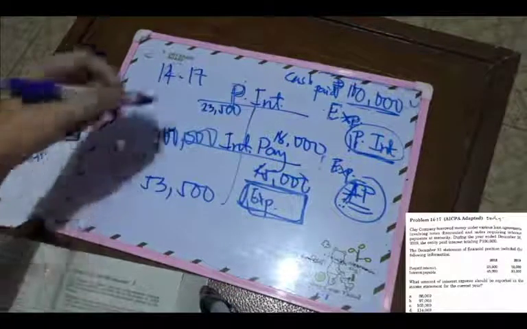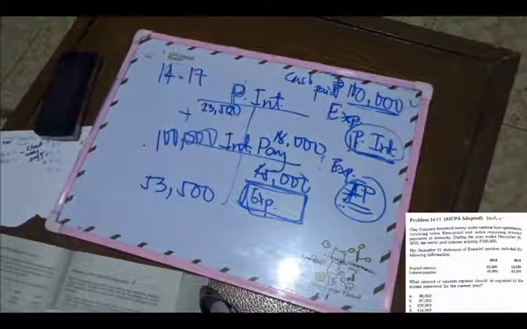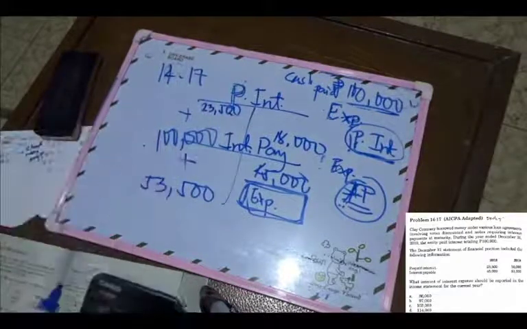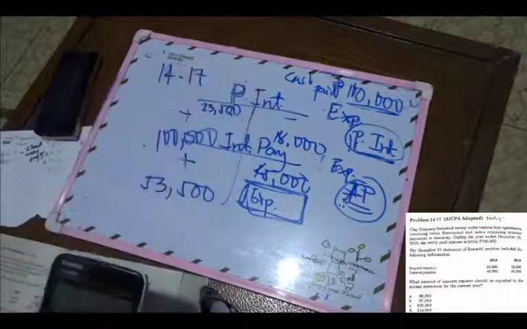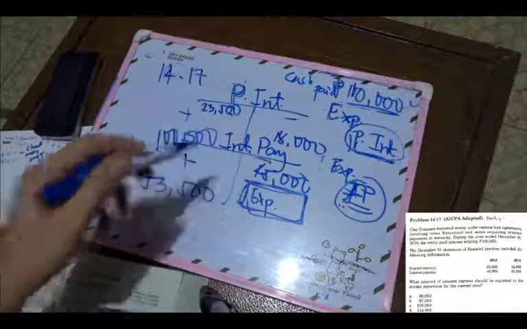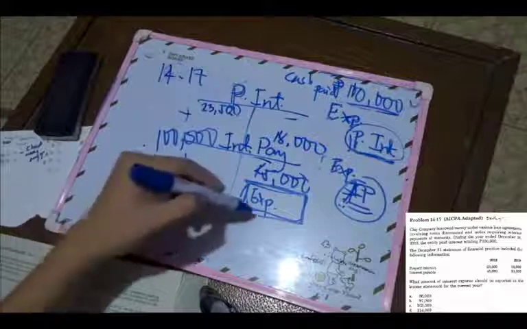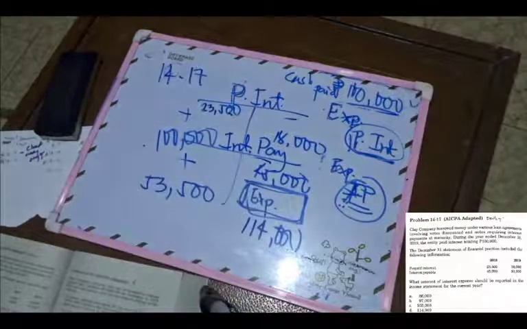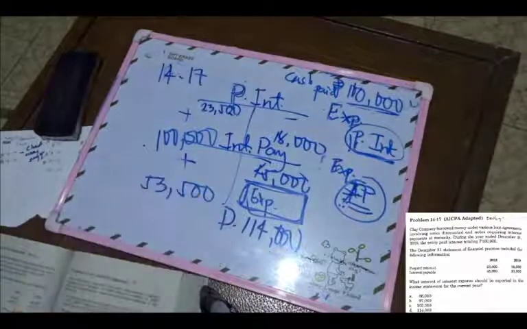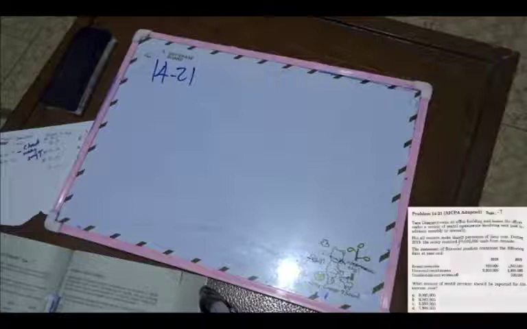So to solve, 23,500 plus 100,000 plus 53,500 minus 18,000 minus 45,000, you will have 114,000. That is letter D. Next is 14-21, Tara Company.